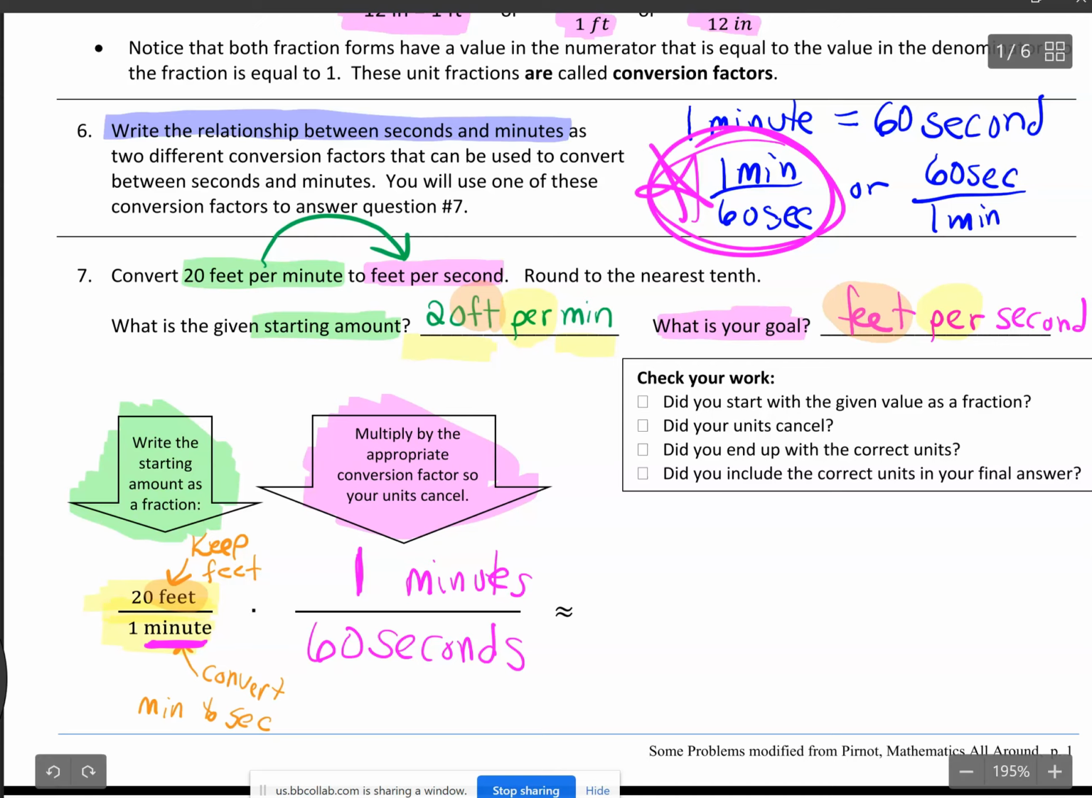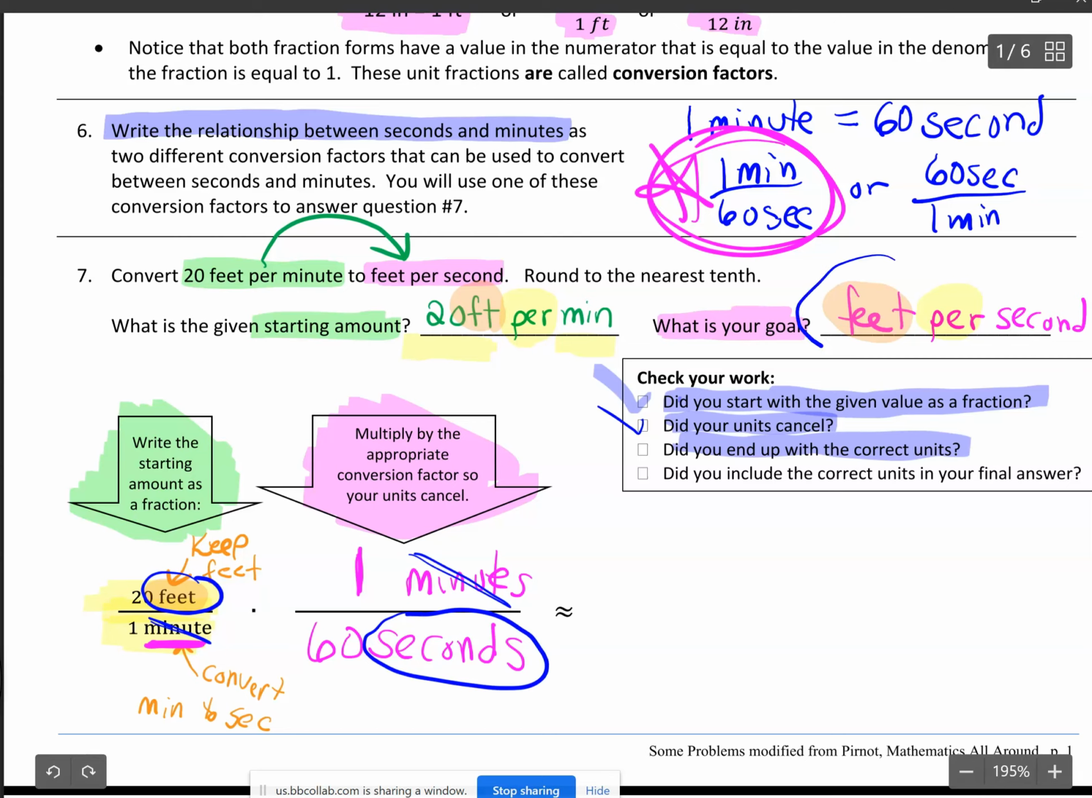So let's look at this checklist over here before we go on. So the checklist says, did you start with a given value as a fraction? Yes, we did. Did your units cancel? Ooh, do they? I don't know. Let's look. Did my units cancel? I have minutes on the bottom. They canceled minutes on the top. Yep, they did. Then I'm asking myself, did I end up with the correct units at the end? I ended up with feet per second. Was that my goal? Feet per second. Yep, that was my goal.